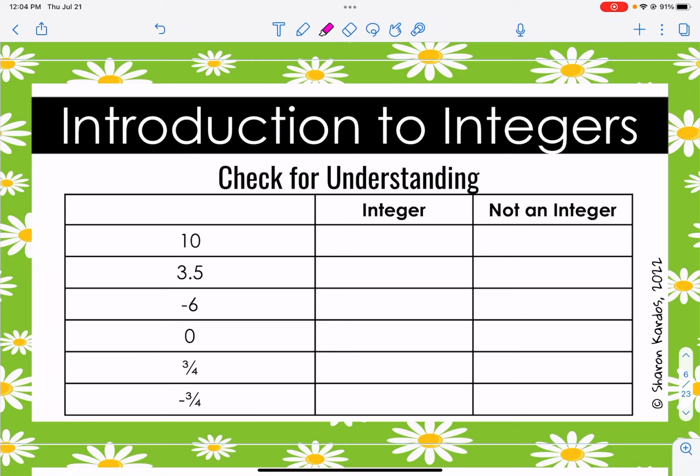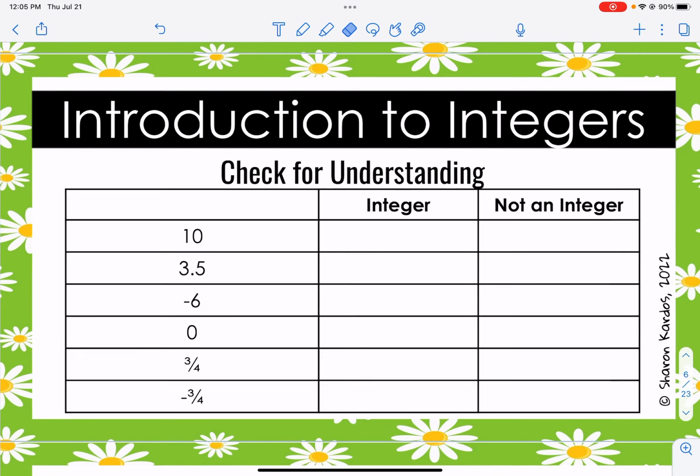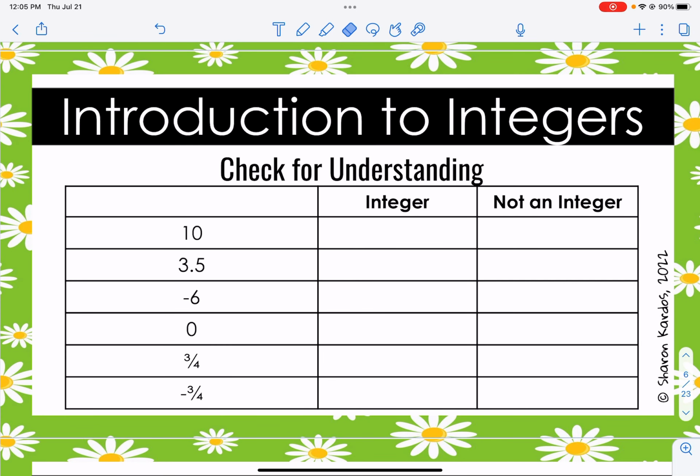Okay, well, hopefully you pause the video and you have your answers, so let's go over them. +10. Now, I do want to say here that even though I keep saying +10, you could write a plus sign, and you will see sometimes a plus sign in front of the 10. But for the most part, we never put the plus sign. It is just understood to be there.